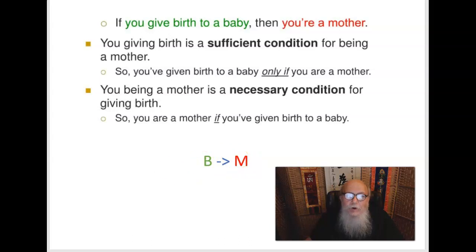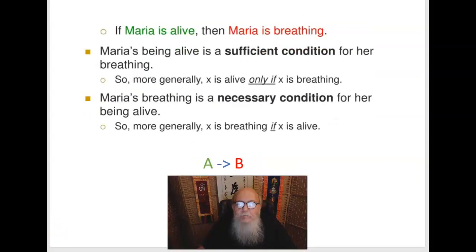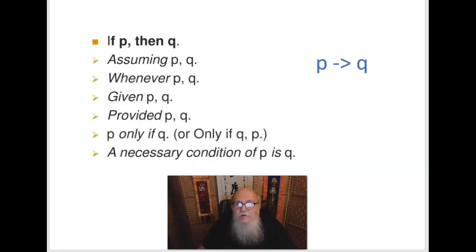If B, then M. Consider, if Maria is alive, then Maria is breathing. Maria's being alive is a sufficient condition for her breathing. So more generally, X is alive only if X is breathing, while Maria's breathing is a necessary condition for her being alive. So more generally, X is breathing if X is alive. If A, then B.